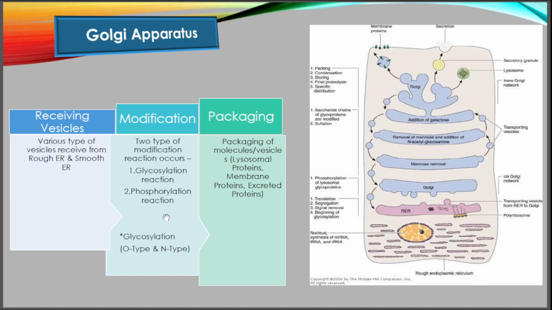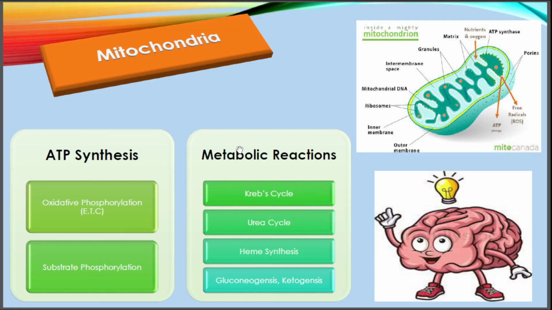After the modification is done, the Golgi apparatus packs the molecules or the vesicles and transports them to the desired location or destination for further functioning. Let's see the next organelle. Next we have the mitochondria.